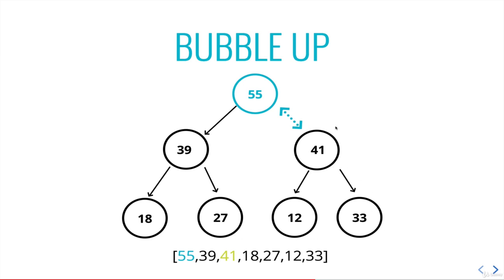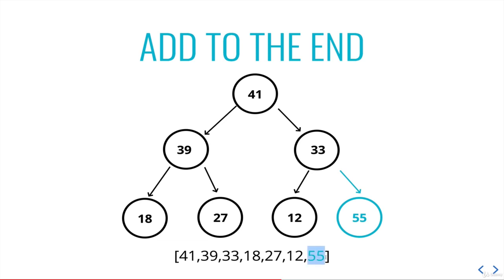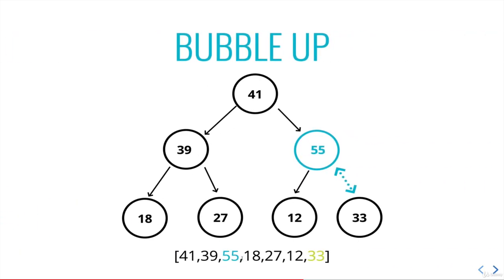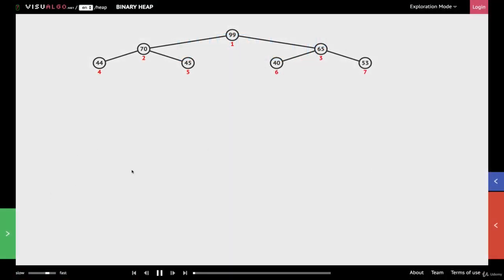And this is why it's important that you can find a parent based off of a child. If we had 55, we add it to the end, we need to find its parent at 33 and compare them. Then we swap them. Then we need to find 55's new parent, 41, and compare them, and we swap them. So here's an animated version on VisuAlgo. They give you numbers here so you can see the actual order in the array, in the list that's underlying it.